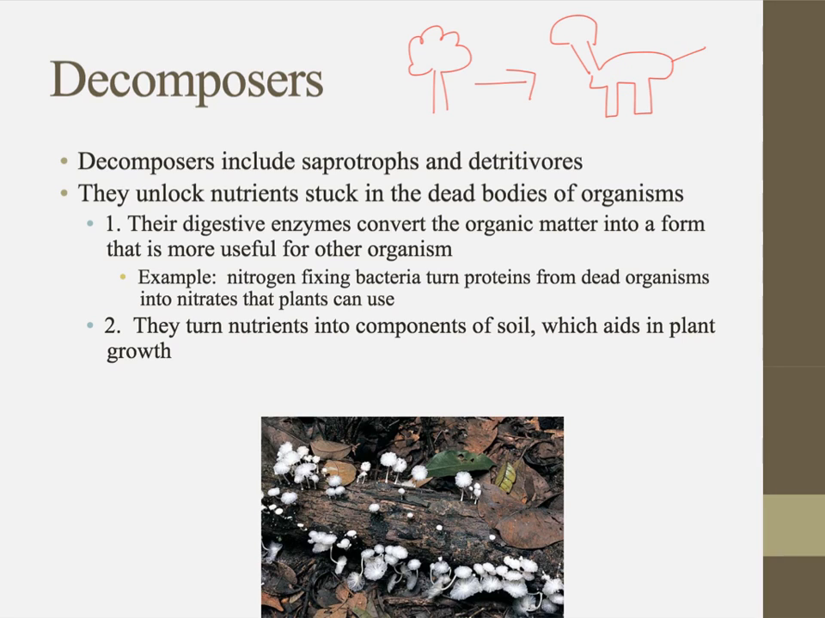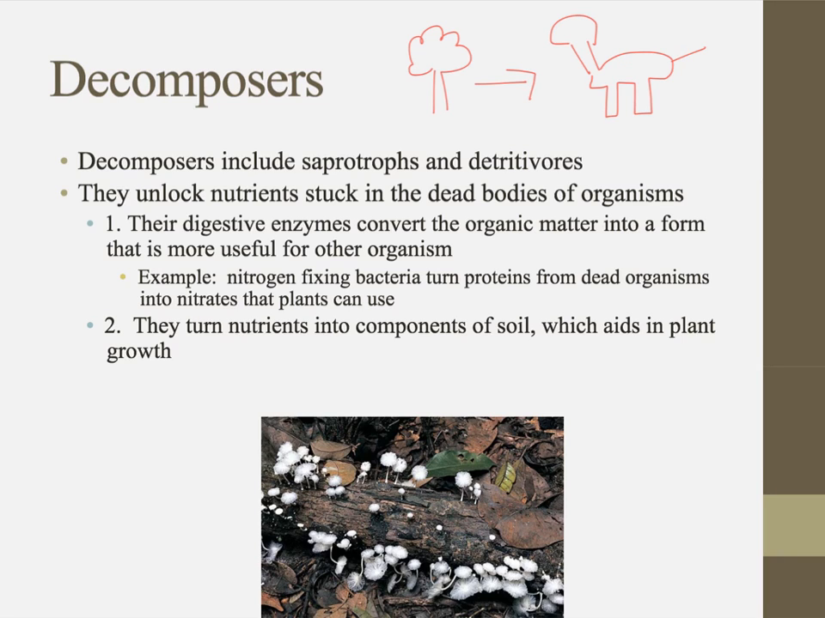But don't forget, since Earth is a closed system, the nutrients that are locked in this organism have to then get returned to the soil so that we can start that cycling over again. And that, of course, is the job of decomposers. Remember, decomposers are our saprotrophs, our external digesters like fungi, and our detritivores, our internal digesters, like bacteria and some other things, earthworms, etc.